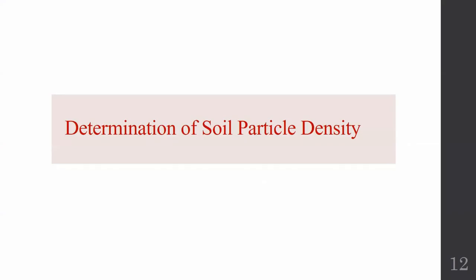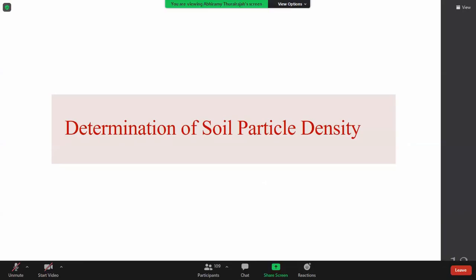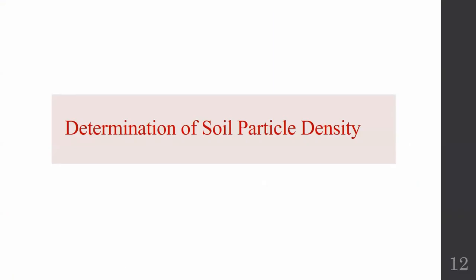Can anyone tell me? There are two methods now. For which type of soils do we use the clod method? Disturbed soil. Then the core sample method, for undisturbed soil. Okay. Do you have any doubts related to the bulk density? Then shall we move to the particle density?